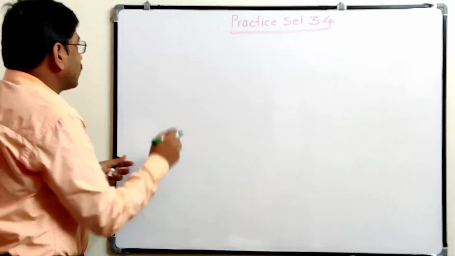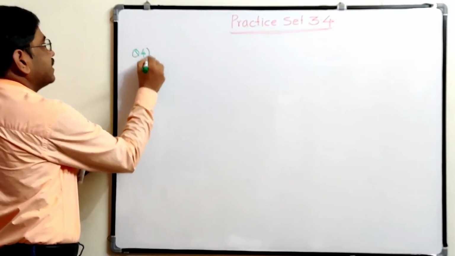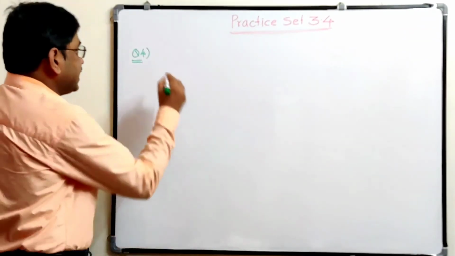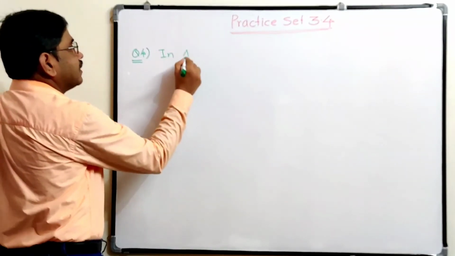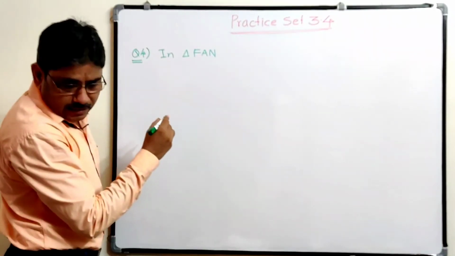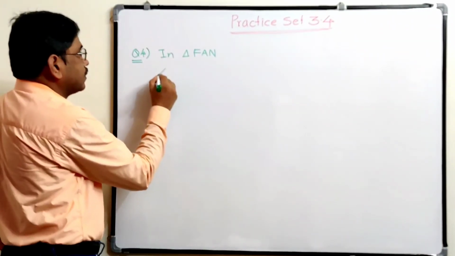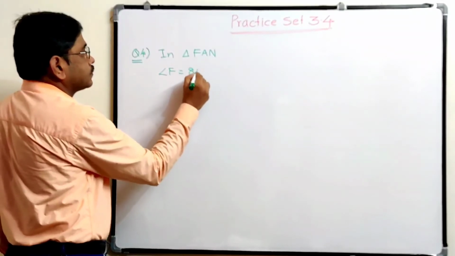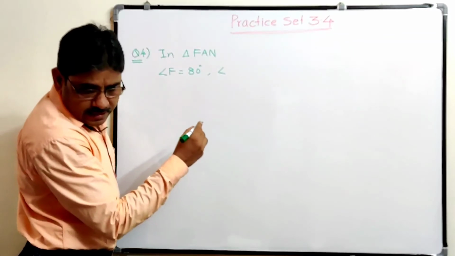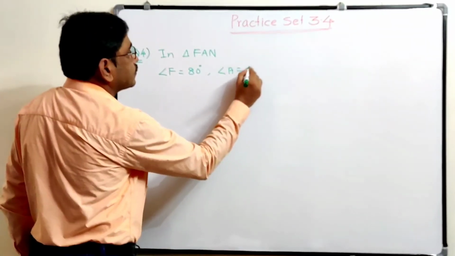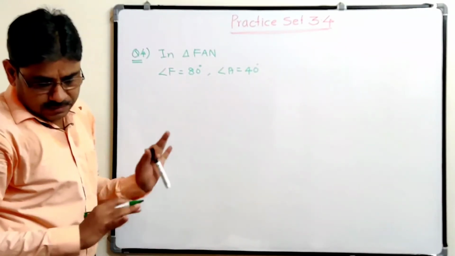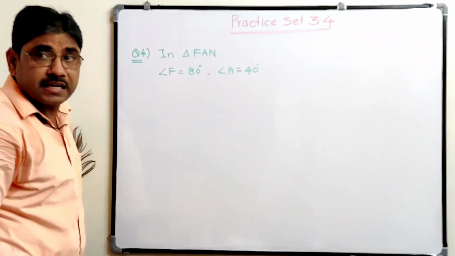Now see question number 4. What is done in question number 4, a little change. Here angles are given in triangle FAN. In triangle FAN, two angles are given. Angle F is 80 degree and angle A is 40 degree. So what is the theorem here? Find out the greatest side and the smallest side and state the reason.